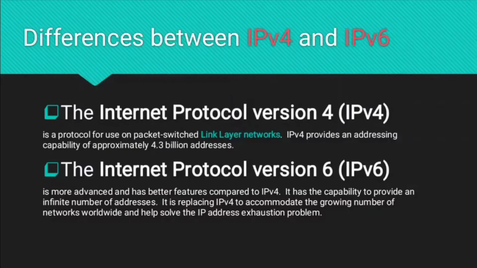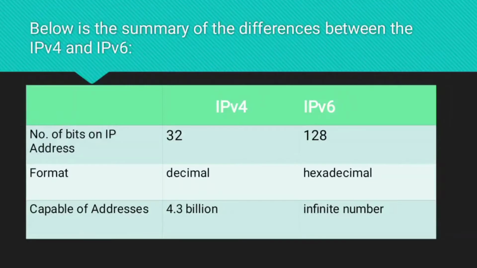So dito po pala sa IPv4 ay kaya mag-provide ng 4.3 billion addresses. Sa IPv6 naman po ay kaya mag-provide ng infinite number. Below is a summary of the differences between the IPv4 and the IPv6. For the number of bits address sa IPv4 is 32, while sa IPv6 naman po is 128. Sa format po ng IPv4 is decimal, sa IPv6 naman po is hexadecimal. For the capable of addresses naman po ng IPv4 is 4.3 billion, while sa IPv6 naman po is infinite number.